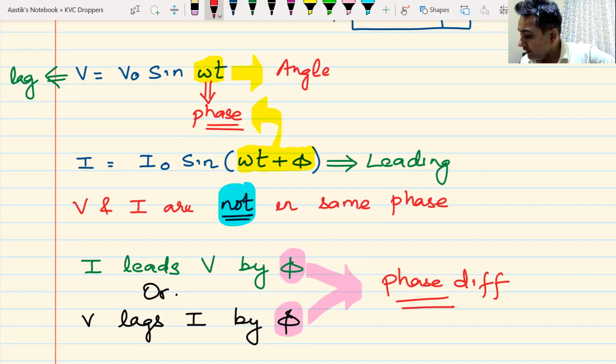Who is lagging, who is leading, that is the problem with AC. In DC, they're all together. Current is together, voltage is together, all together. But in AC, the problem is the lag.